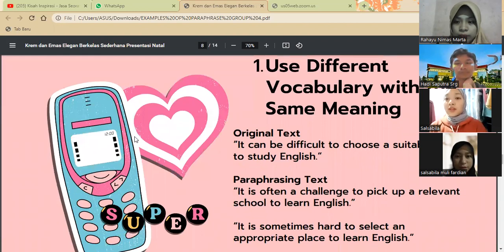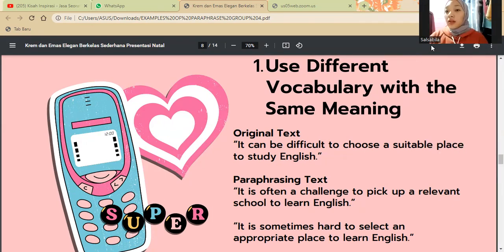Okay, thank you, moderator. Here is the method: using vocabulary with the same meanings. Look at this original text: It can be difficult to choose a suitable place to study English. So, we need to paraphrase text like this: It is often a challenge to pick a relevant school to learn English. Next.